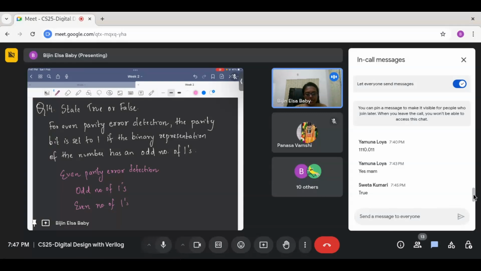In even parity error detection, if the binary representation of the number has an odd number of ones, the parity will be 1. The statement is true. If it has even number of ones, the parity will be 0. So this statement is true.